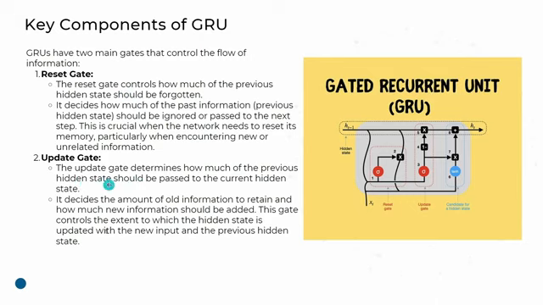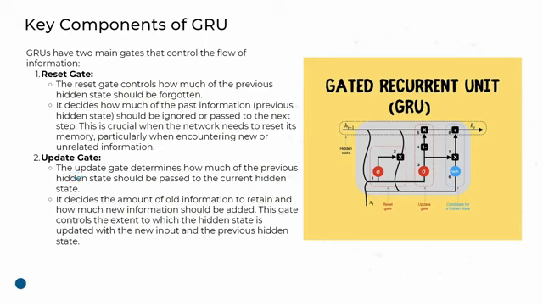And the update gate determines how much of the previous hidden state should be passed to the current hidden state. It decides the amount of old information to retain and how much new information should be added.